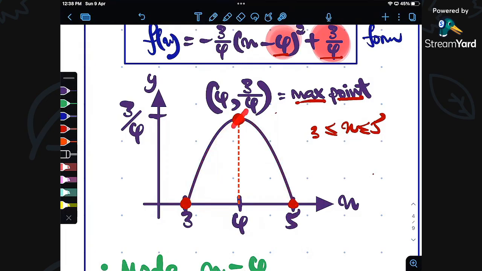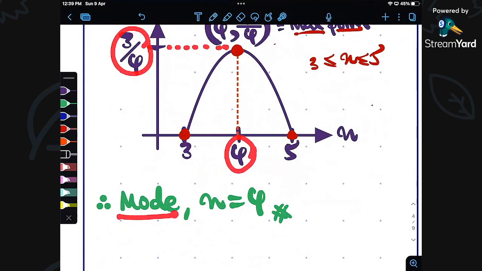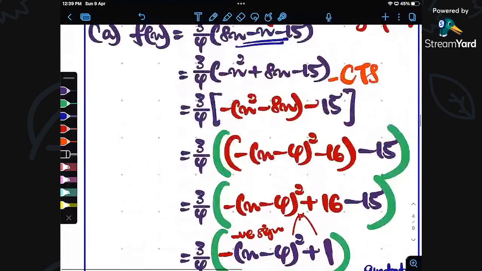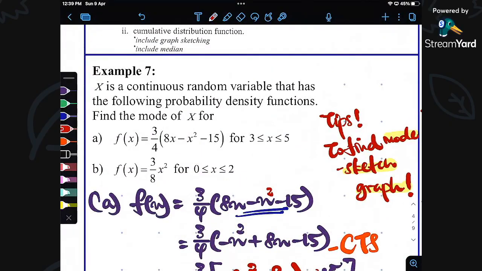And so from here, we know the maximum point. So the maximum point here, the probability is 3/4, but we do not want the probability. We actually want the value of x, because this value of x will give you the mode. Therefore, our mode is x equals 4. So now I want you to try it by yourself for the second question here. The answer for the mode is 2.